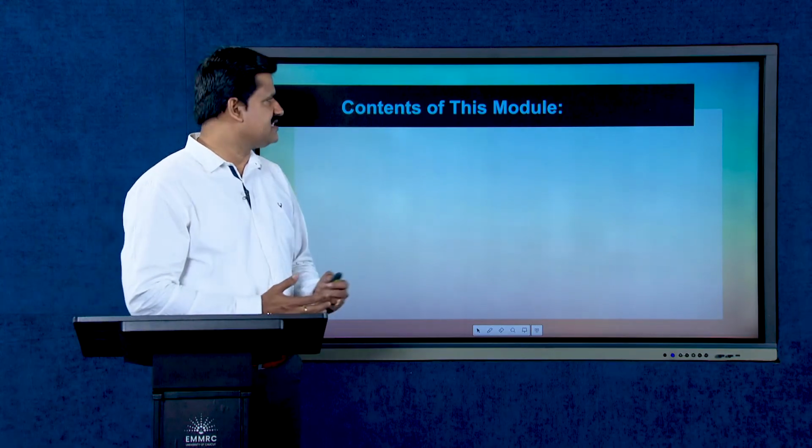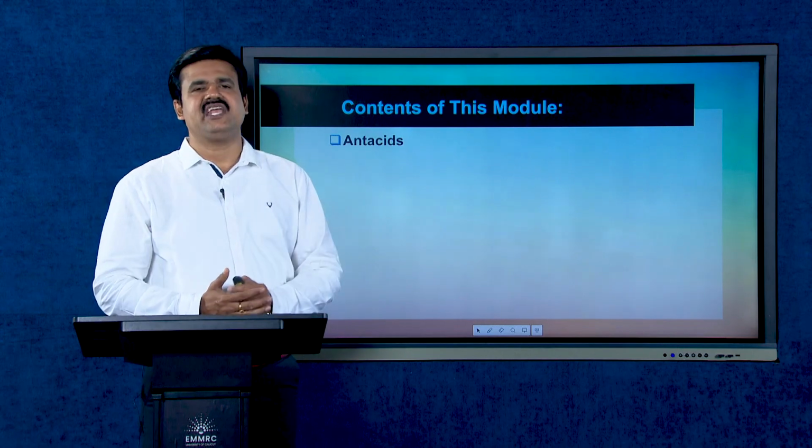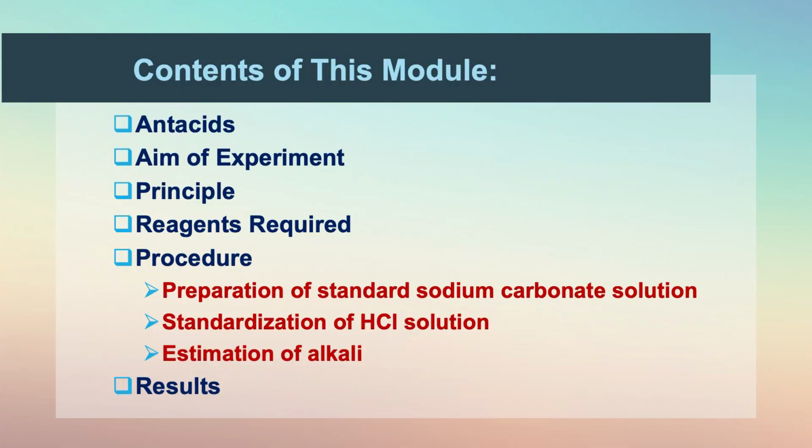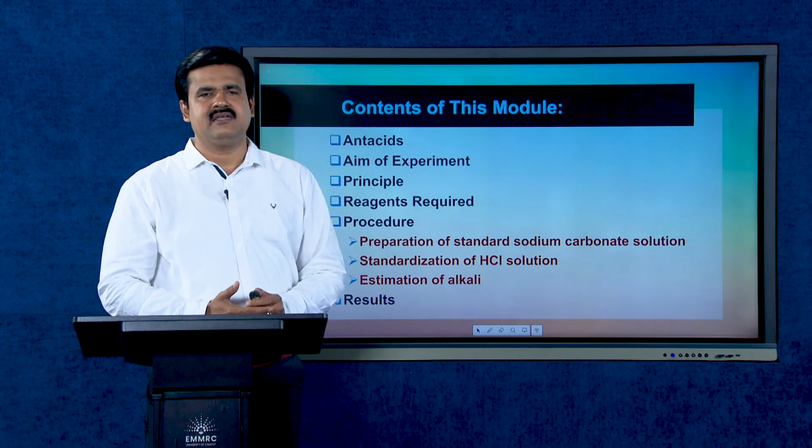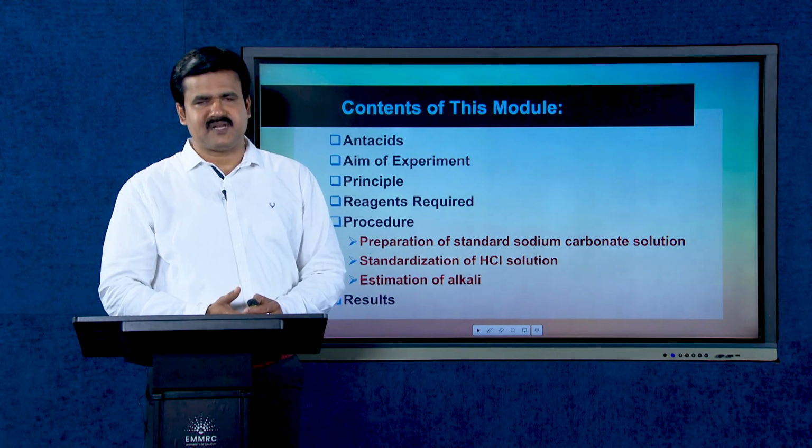The contents of this module mention antacids, the aim of the present experiment, the principle behind the experiment, reagents required for the experiment, and the experimental procedure, which comprises three parts. First, preparation of standard sodium carbonate solution. Second, standardization of HCl solution, and the last part, estimation of alkali. Finally, results of this experiment.